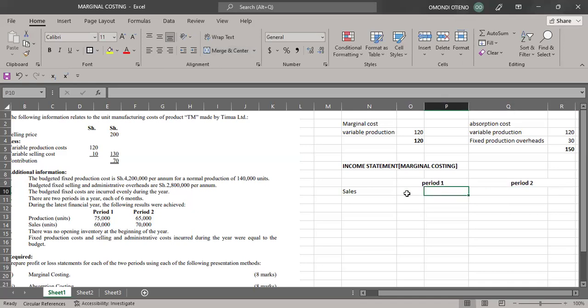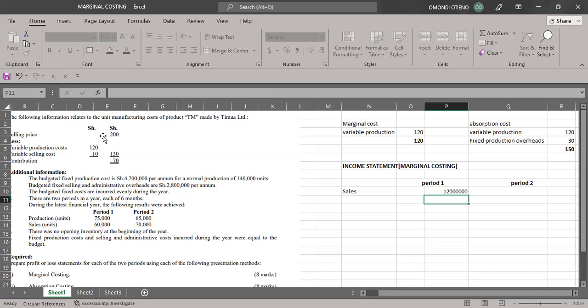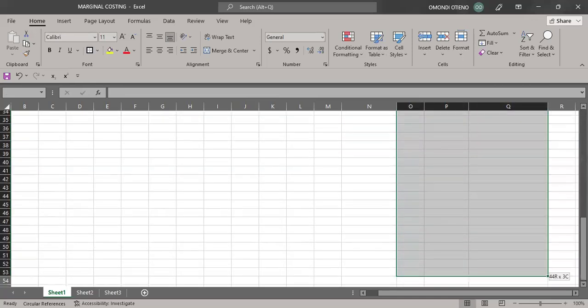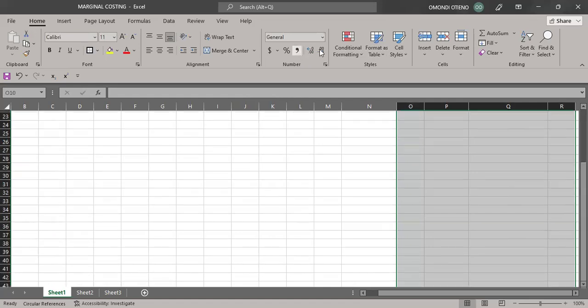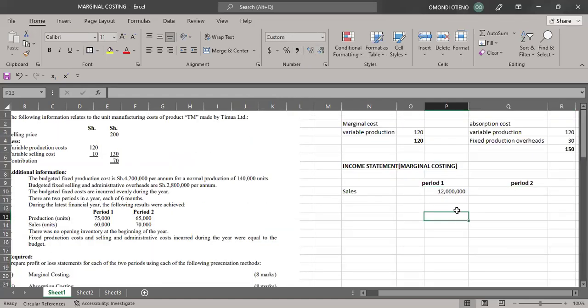Under period one, when we are recording our sales, it will be what was sold. So period one, how many units were sold? They sold 60,000 units, multiplied by the selling price per unit given up here, which is 200. That will give us this particular amount. So we just need to put the comma style. Good. So I'm getting 12 million. I believe you are getting the same.